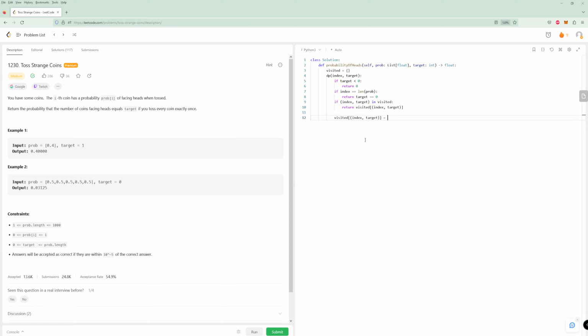Okay, and now, like I said, we are just going to take the probability of heads and tails. So that's going to be prob index times, and so this DP is going to be index plus 1, and since we got a heads, it's going to be target minus 1.